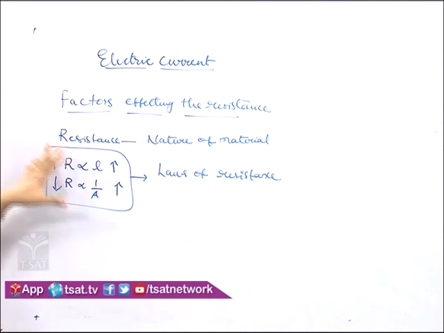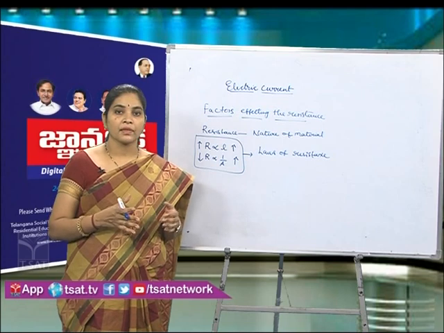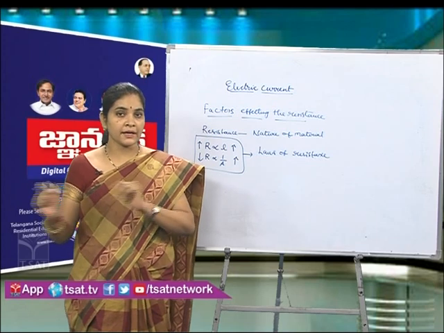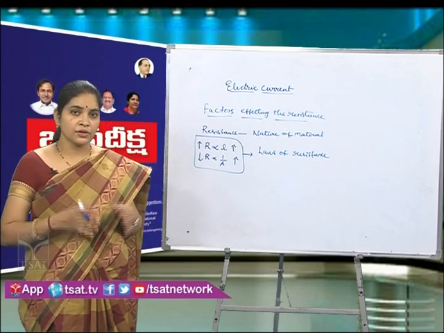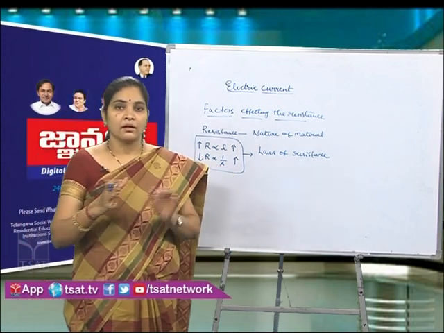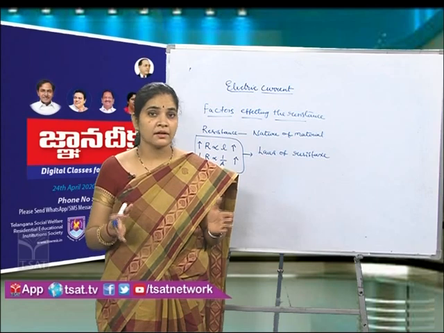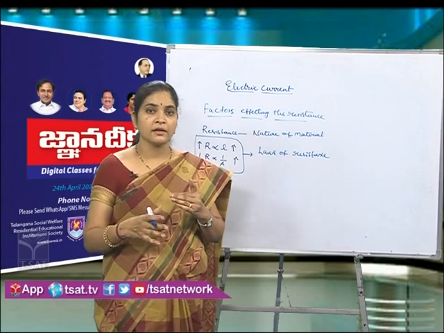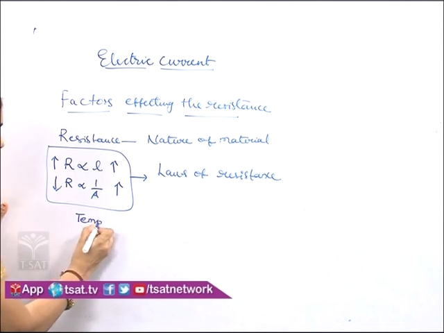Now, other than these three, do we have any other factor upon which the resistance depends? Yes. When we increase the temperature of the wire, electrons pick up that heat energy and start moving more vigorously. Due to this, more electrons collide with ions. As a result, resistance in the conductor increases. So we can say that when temperature increases, resistance also increases.